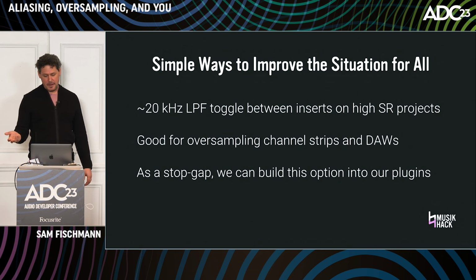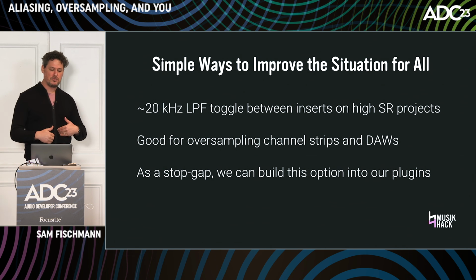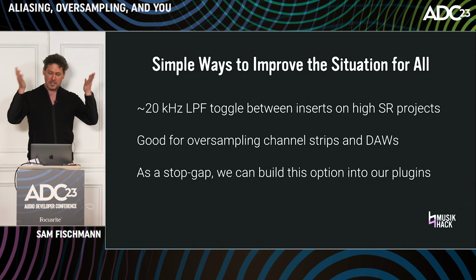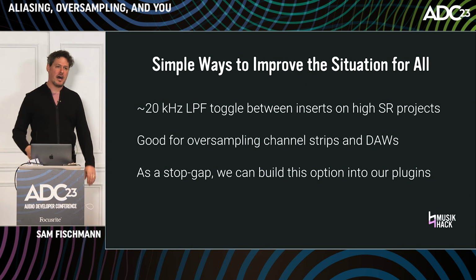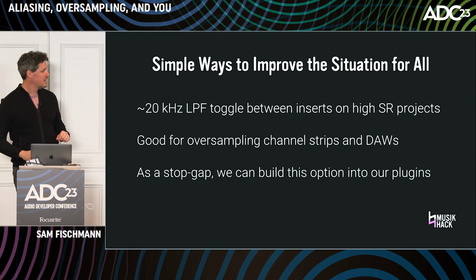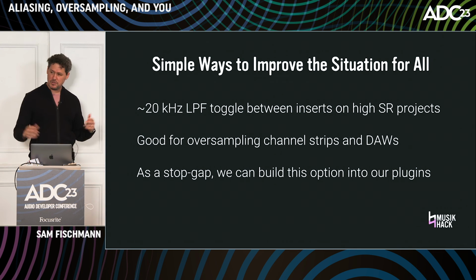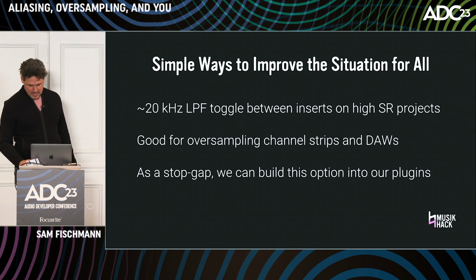As a stopgap, if this doesn't happen anytime soon, we can also just build it into our plugins. We could say, hey, I noticed that your sample rate is above 48K, so I'm gonna give you the option that I can just drop a low pass filter on it when I'm done, just to be nice, so we don't climb this aliasing staircase. I think that would be great, and then as computers get faster and faster, there are fewer barriers to just not oversampling 50 times and causing all this stuff.